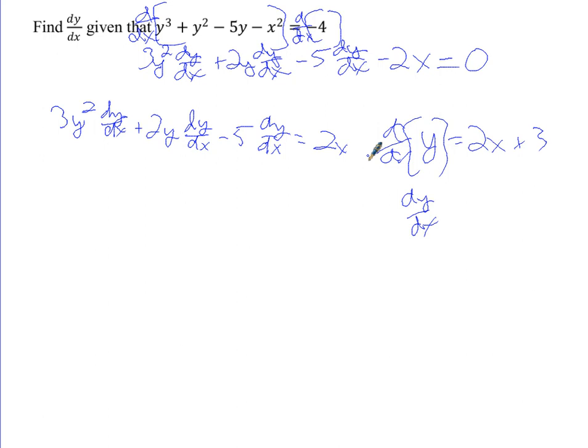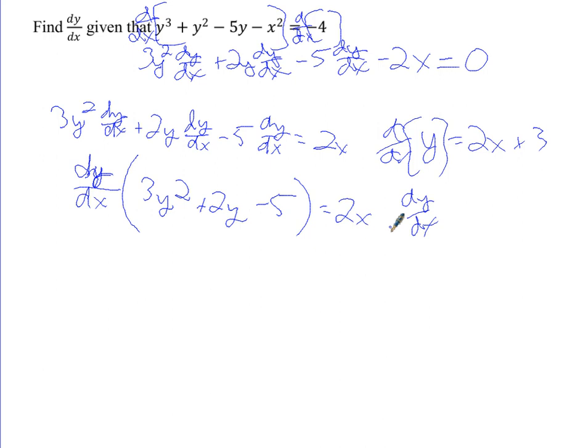Factor out the dy over dx. As we go on, we'll probably skip a couple steps here, but I'm just doing everything written out here. dy over dx is factored out times what's left over. Left over from this term would be the 3y squared. Left over from this term would be the plus 2y. And left over from this term would be the minus 5 equals 2x.